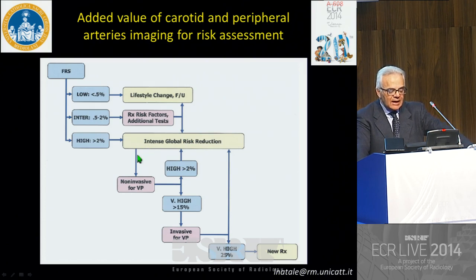And these patients can benefit from non-invasive imaging for vessel wall, for looking for plaque vulnerability. These are the patients that can be imaged for other vessel districts, particularly for the assessment of the vessel wall. And here we can further stratify the patients with very high risk. That are the patients that probably can most benefit from invasive imaging for vulnerability, that is generally speaking the IVUS technique. And so these patients can be directed to newer therapies for risk factor lowering.